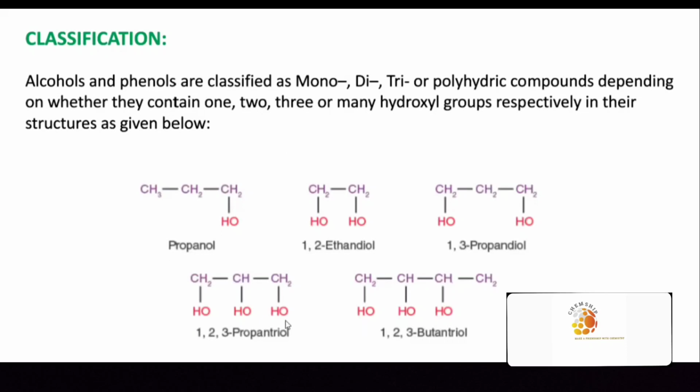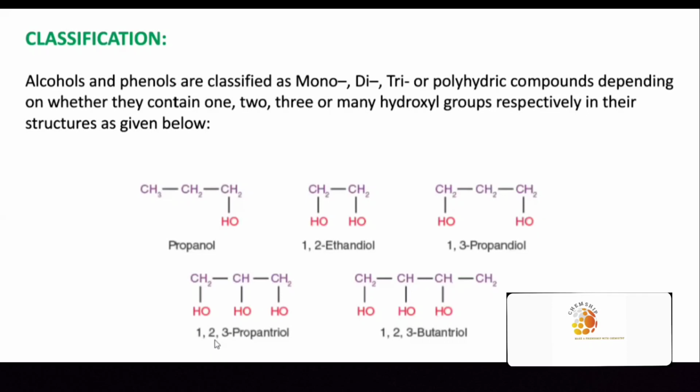Here I provided examples corresponding to mono, di and trihydric compounds. In the first one, propanol, one OH group is there, so it will come under monohydric alcohol. In the second case, it is 1,2-ethanediol. In this compound, two OH groups are there on adjacent carbons, so it will come under dihydric alcohol. The next compound is 1,3-propanediol. In this compound, two OH groups are there, so it will come under dihydric alcohol.